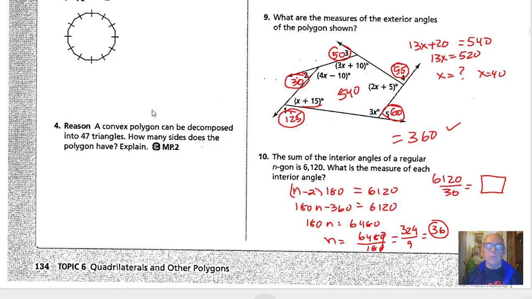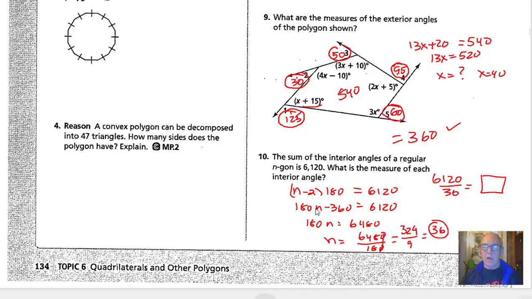So number 10. The sum of the interior angles of a regular n-gon is 6,120. What's the measure of each interior angle? Now they're talking about each angle, and it's a regular polygon. So that's going to be our n minus 2 times 180 divided by n formula. And the total number of degrees they're telling us is 6120. That's n minus 2 times 180. When we divide by n, we would get each angle.